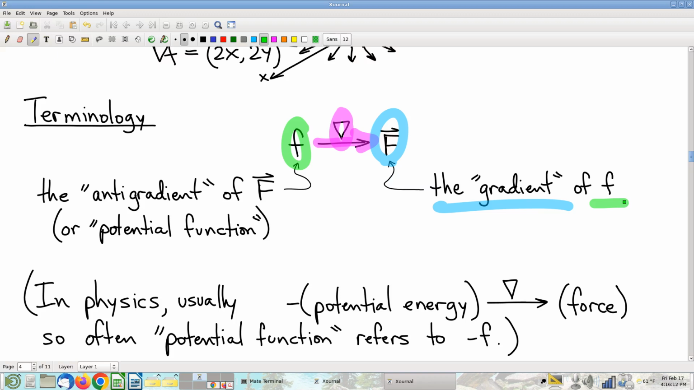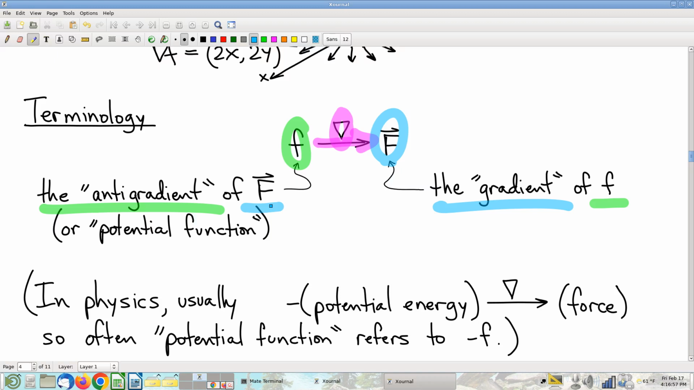What if someone gave you a vector field and said, I want you to find the function whose gradient is that given vector field? In other words, I want you to go backwards through this arrow. I'm going to give you the vector field. I want you to find the function. Because you're going backwards through that arrow, I propose that it'd be reasonable to call this the anti-gradient of the vector field that we were given. I'm piggybacking off of the terminology derivative and antiderivative, right? Same structure, same concept, just applied to gradient instead of derivative.